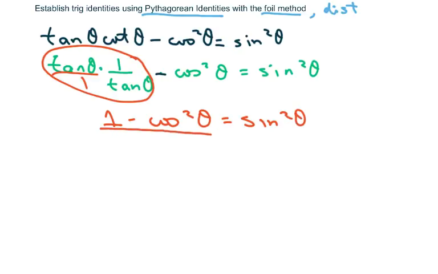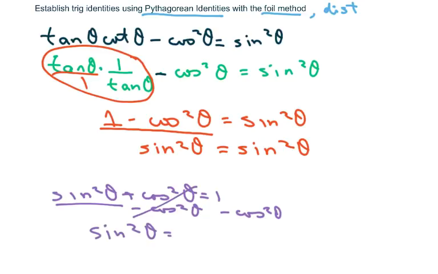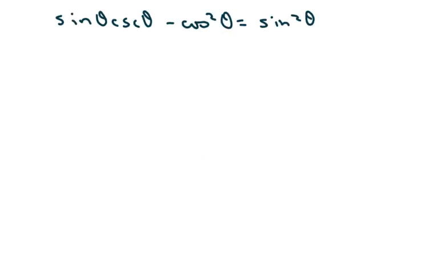We know that this right here equals sine squared. So sine squared equals sine squared. And I'll show you why. Because we know that sine squared of theta plus cosine squared of theta equals 1. So if I solve for sine and subtract cosine squared of theta from both sides, that goes away and we get sine squared of theta equals 1 minus cosine squared of theta. And that's your Pythagorean identity. This is the same thing.